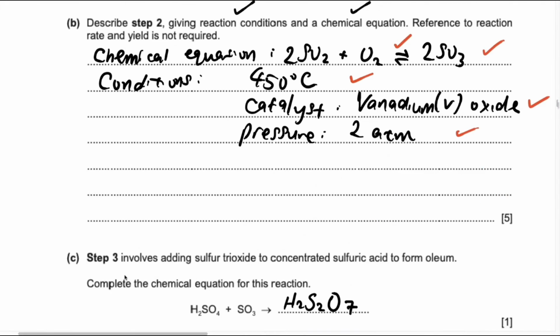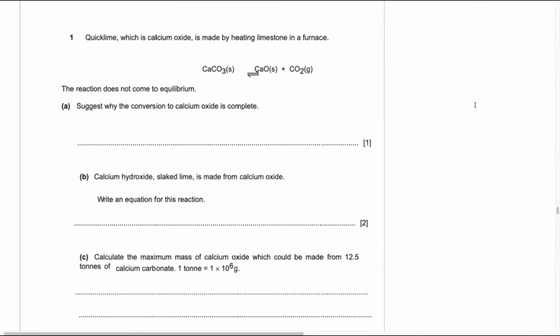Okay, now let's see questions that involve carbonates. Okay, so we will start with question 1. So let's look at this. Question 1. Quicklime, which is calcium oxide, is made by heating limestone in a furnace. The reaction does not come to equilibrium. Suggest why the conversion to calcium oxide is complete. That means they change to calcium oxide, they don't go backwards, they don't come to equilibrium.